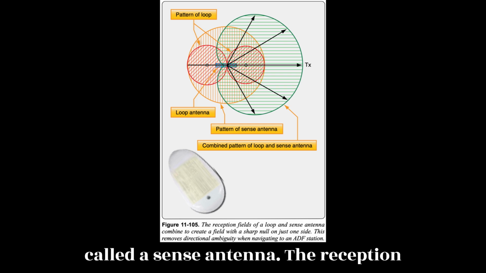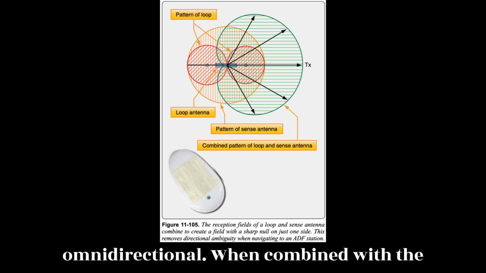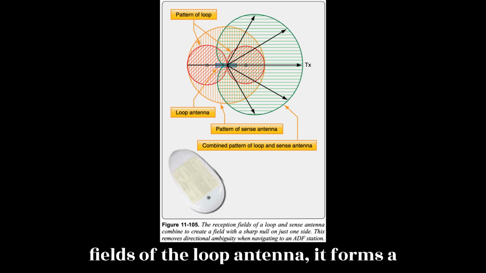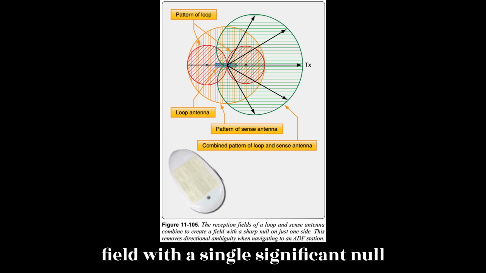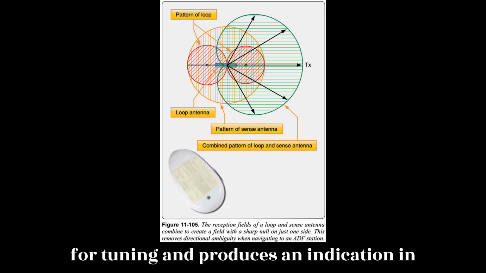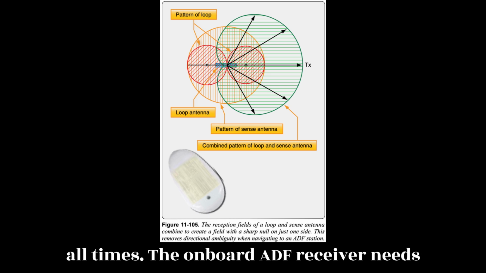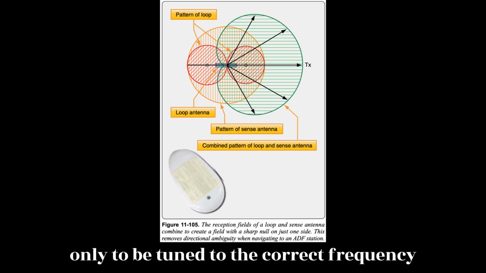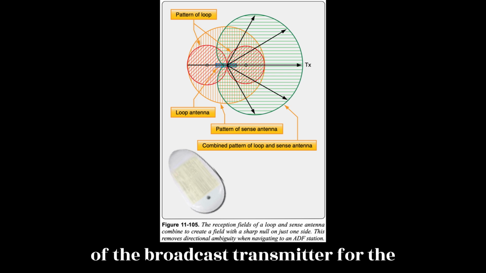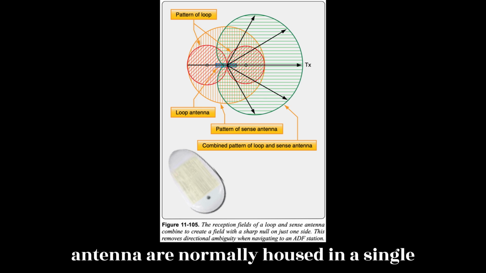It is called a sense antenna. The reception field of the sense antenna is omnidirectional. When combined with the fields of the loop antenna, it forms a field with a single significant null reception area on one side. This is used for tuning and produces an indication in the direction toward the ADF station at all times. The onboard ADF receiver needs only to be tuned to the correct frequency of the broadcast transmitter for the system to work. The loop and sense antenna are normally housed in a single, low-profile antenna housing.